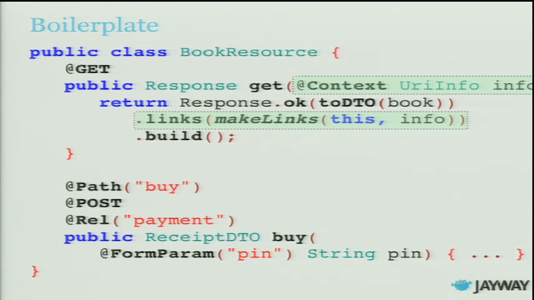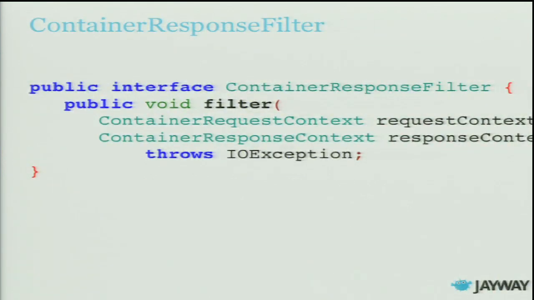But in JAX-RS 2.0, one of the new things is a way to control things using some kind of interception mechanism. There is something called a ContainerResponseFilter that you can make be called after the representation has been generated. And you can imagine implementing this, and all it would do is call the makeLinks method and add the links to the response.